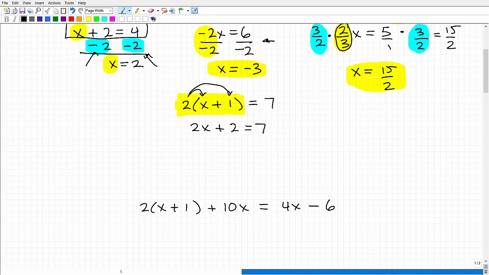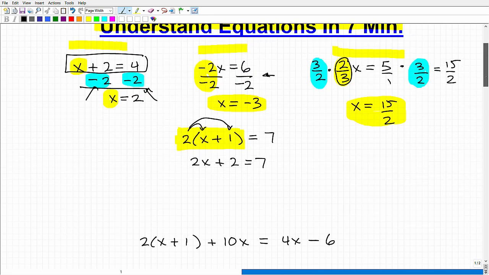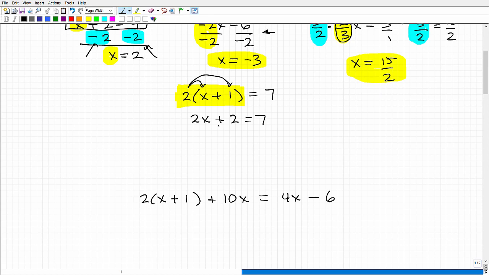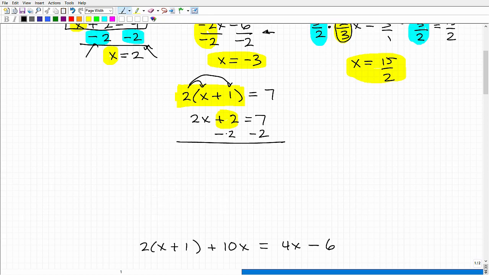Now this is a multi-step equation. Remember, anytime you see parentheses, you're going to have to apply the distributive property when necessary. But at this point, I'm like, okay, what do I do now? Well, here we always take care of addition or subtraction first. So I'm going to get rid of this 2 by subtracting 2 from both sides of the equation. And that's going to give me 2x is equal to 5.